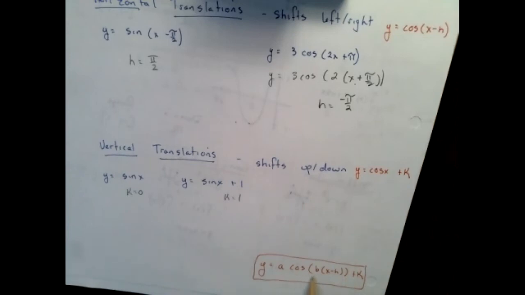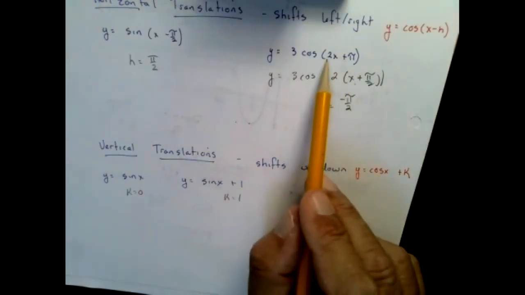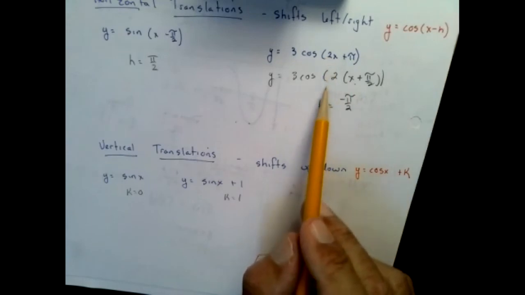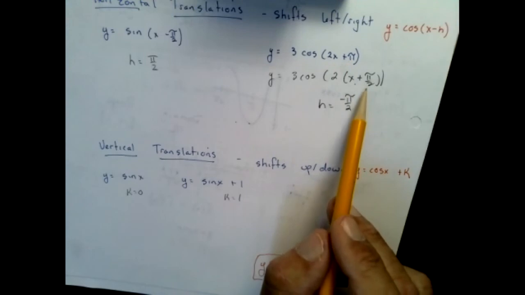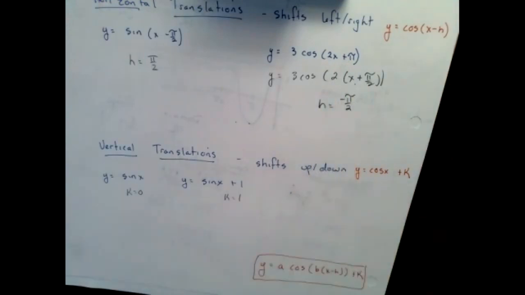Again, here's this formula over and over and over. The more you see it, the more you believe. Y equals a cosine of b x. I had to pull that b out. In this case, b is 2. I divide this by 2 to get just x, and pull that 2 out.